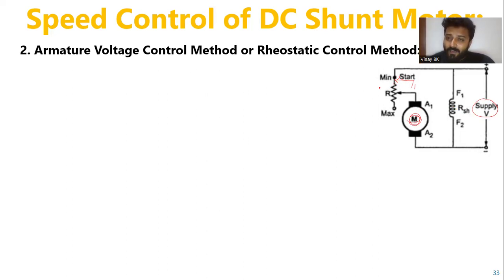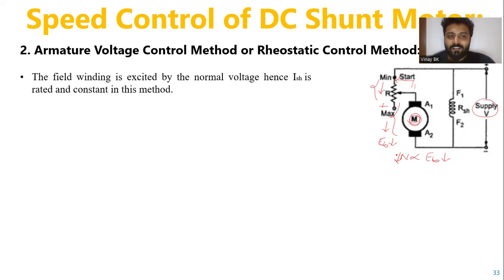When you increase the value of the rheostat, the voltage drop gets divided. There will be a drop across this rheostat, and the drop across the armature is going to decrease. If the drop across the armature decreases, then Eb is going to decrease. Speed is directly proportional to Eb, so if Eb decreases, speed also decreases. This means you can control the speed below the rated speed. That is what you call the armature voltage control method.